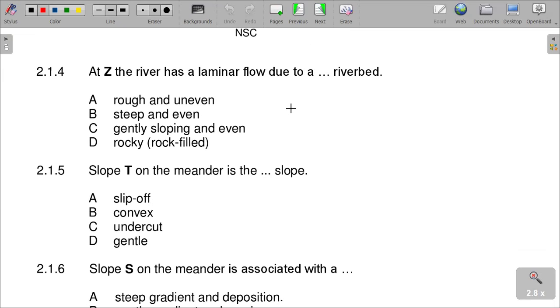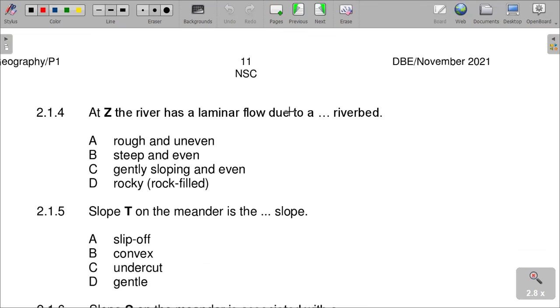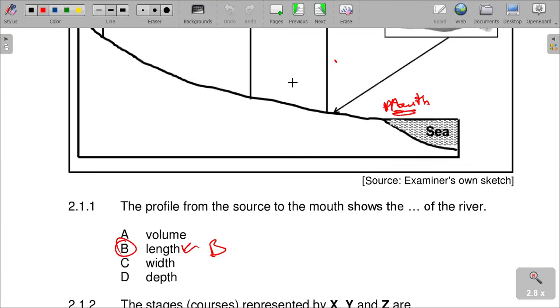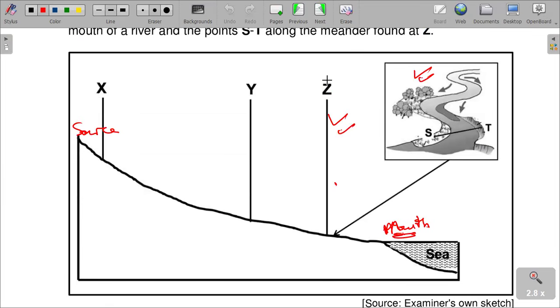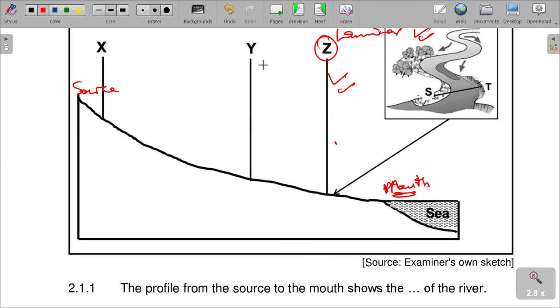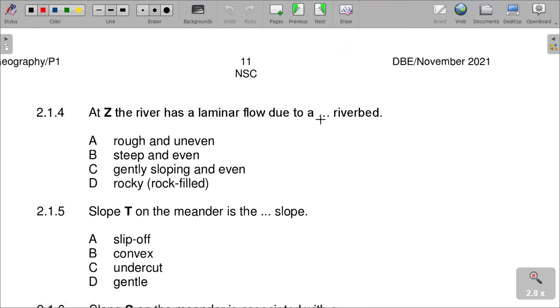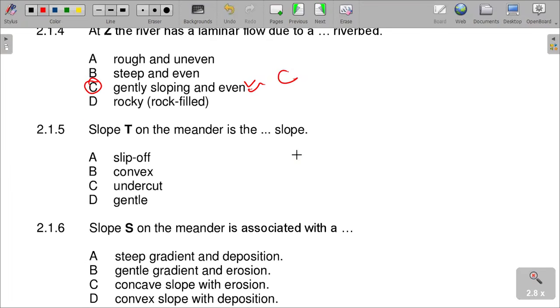Next question is that at Z, the river has a laminar flow due to dash. Z is in the lower course. What is causing the laminar flow at Z? The river has a laminar flow due to a gently sloping and even river bed, which is C.